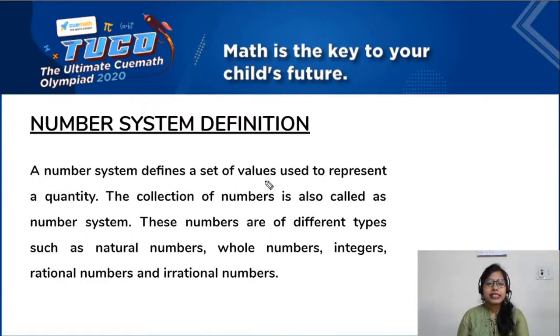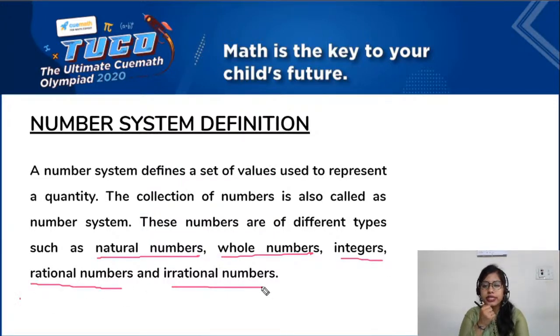A number system defines a set of values used to represent a quantity. The collection of numbers is also called a number system. These numbers are of different types such as natural numbers, whole numbers, integers, rational numbers, and irrational numbers. These are all the types of numbers which we are going to cover in today's session. We are going to have a quick brief on what are natural, whole, integers, rational and irrational numbers, and we would be majorly focusing on rational and irrational numbers in today's class. Also, the other topic which we would be covering is rationalization as well.